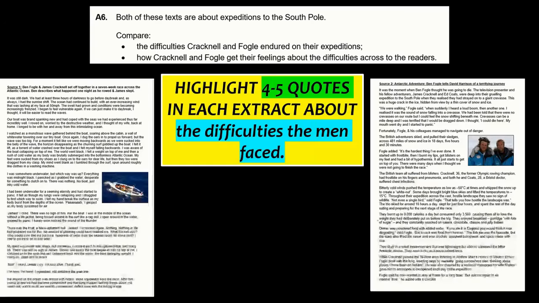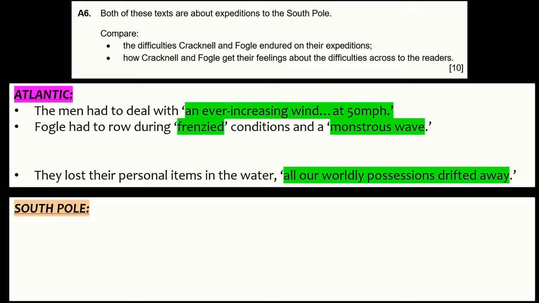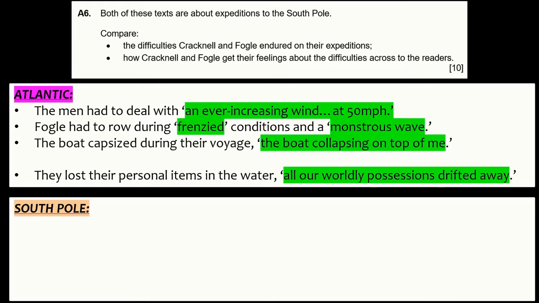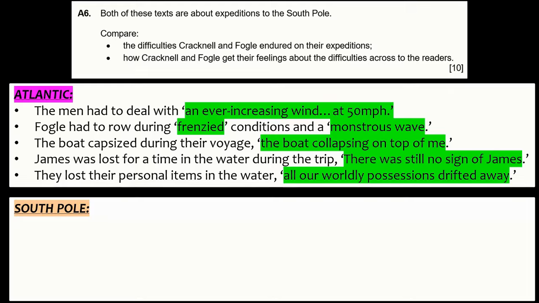The men had to deal with an ever increasing wind at 50 mile an hour. This is the Atlantic one, the rowing one. Fogel had to row during frenzy conditions and a monstrous wave. The boat capsized during their voyage, the boat collapsing on top of me. James was lost for a time in the water during the trip. There was still no sign of James. They lost their personal items in the water. All our worldly possessions drifted away.